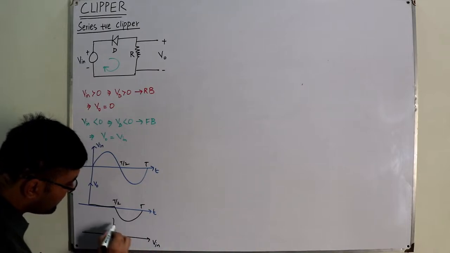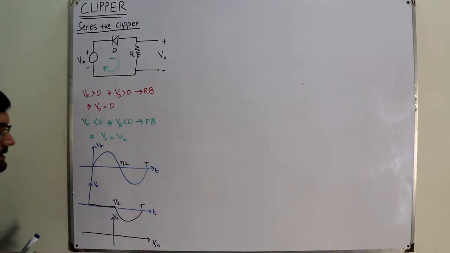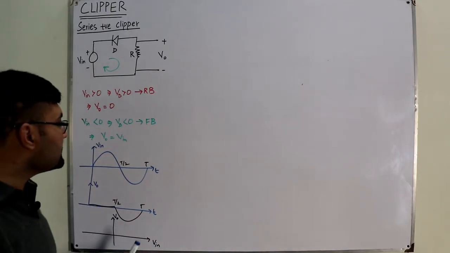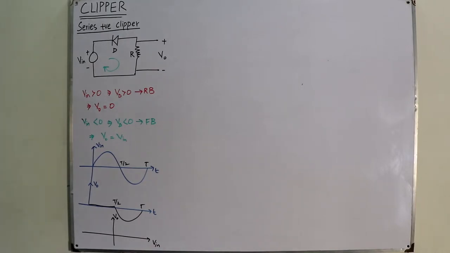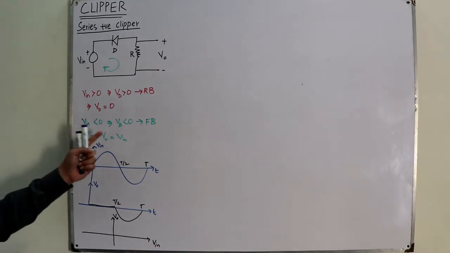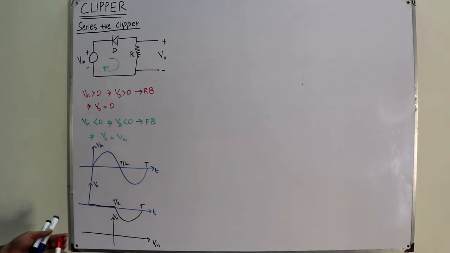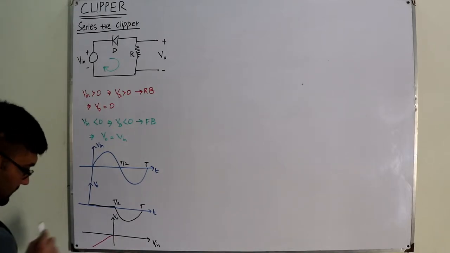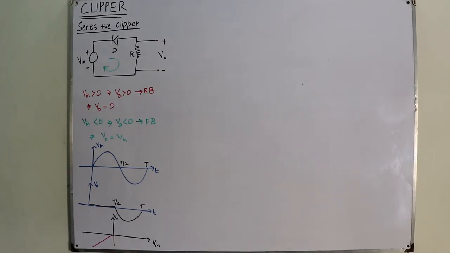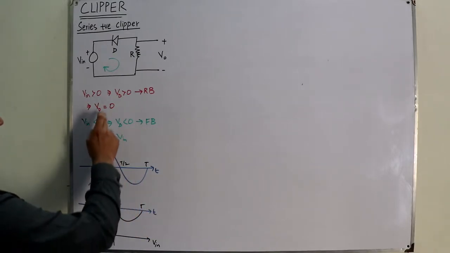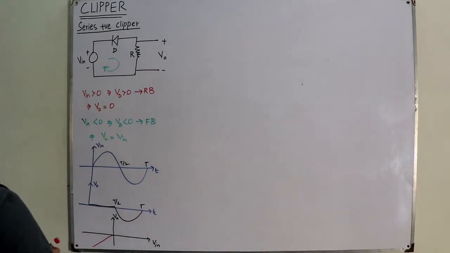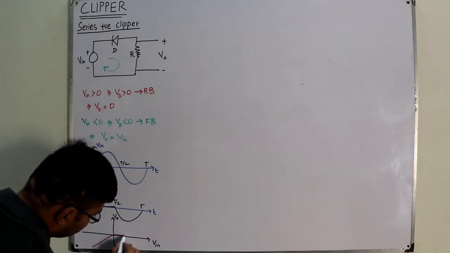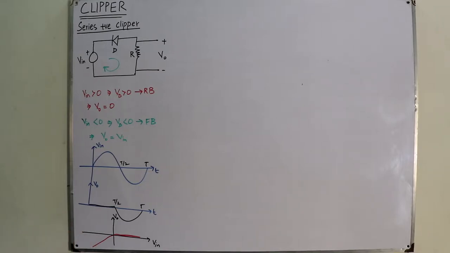The transfer characteristics, this is V in, this is V output. Transfer characteristics are the output quantity versus the input quantity graph. When V input is less than zero, V output is equal to V input. V output is equal to E input, yes. So like this. And similarly, when V input is greater than zero, V output is equal to zero. Yes, it is. So these are the transfer characteristics of this.